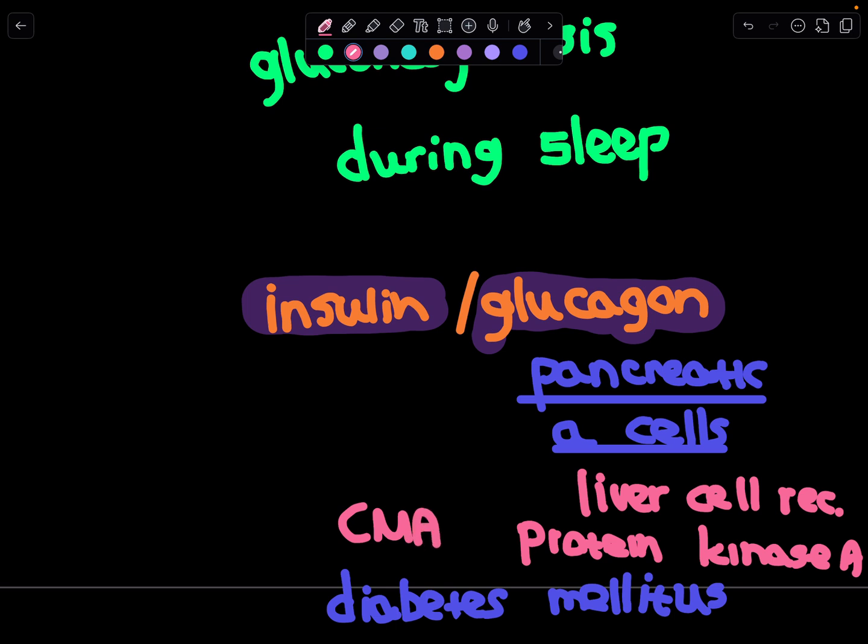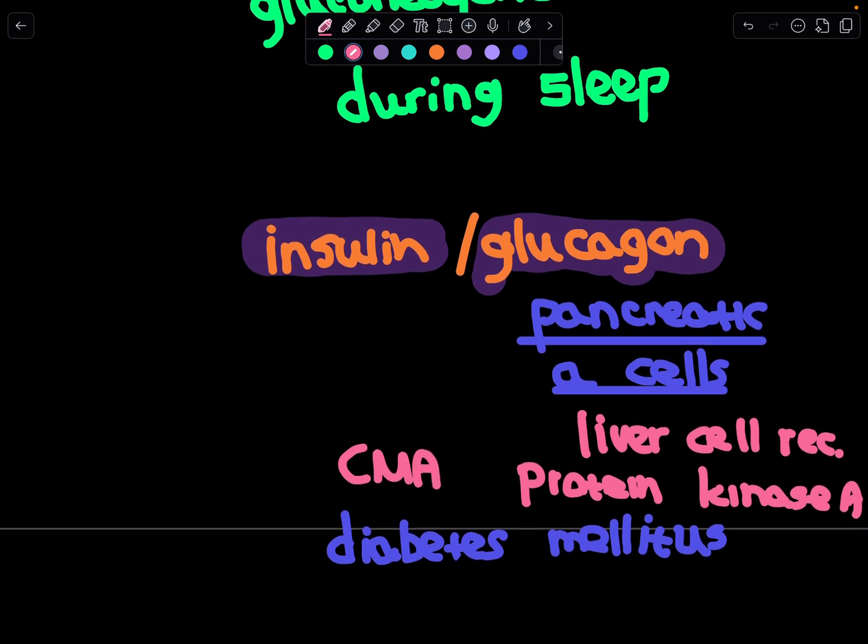So with glucagon, it binds to liver cell receptors, and you said something about cAMP and it activates protein kinase A, and what exactly does this do?